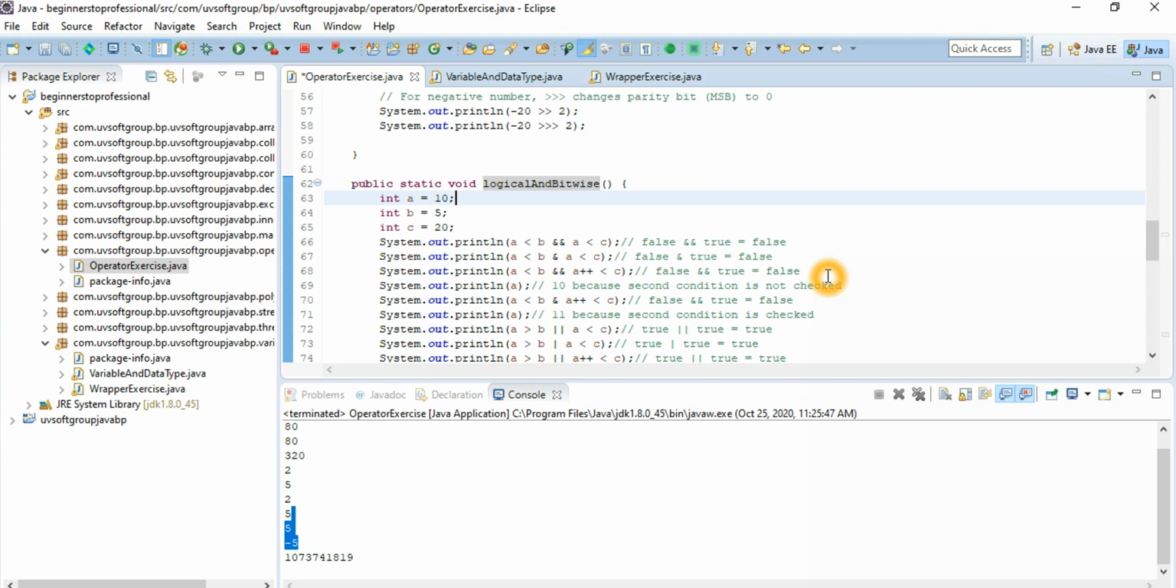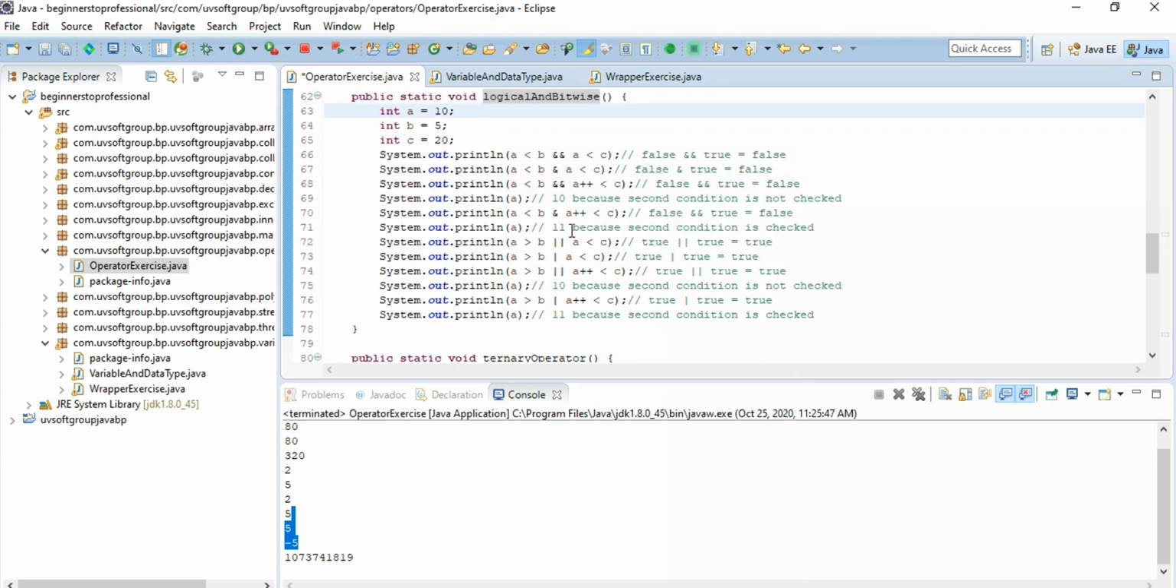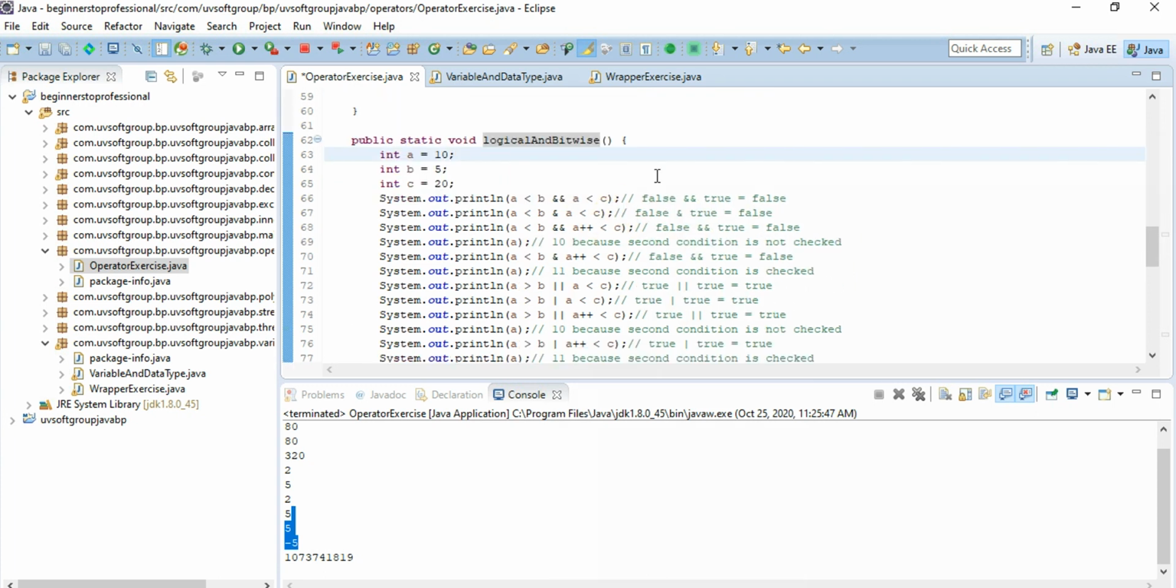For bitwise operators, but the logical AND operator only checks the second condition if the first condition is true. That means only if the first condition is true, then it goes to the second condition. For the bitwise operator, sorry, bitwise is checking both sides.